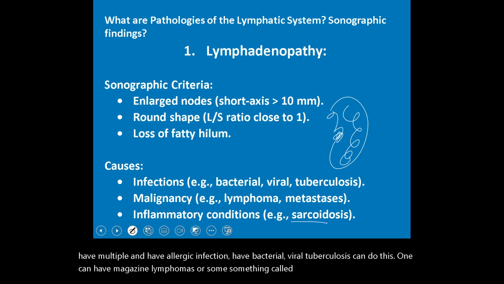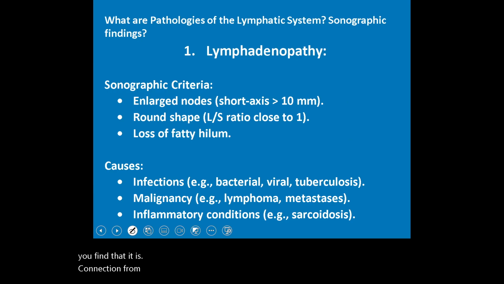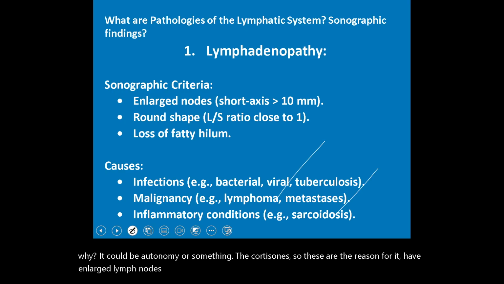Sarcoidosis usually comes in someone around 30 years old, and the lungs look like they have tumors, and you take a biopsy and find that it is a collection of chronic inflammatory cells. You call it sarcoidosis. Nobody knows why; it could be autoimmune or something. They put them on cortisones. So these are the reasons for enlarged lymph nodes: sarcoidosis, lymphomas, and infections.